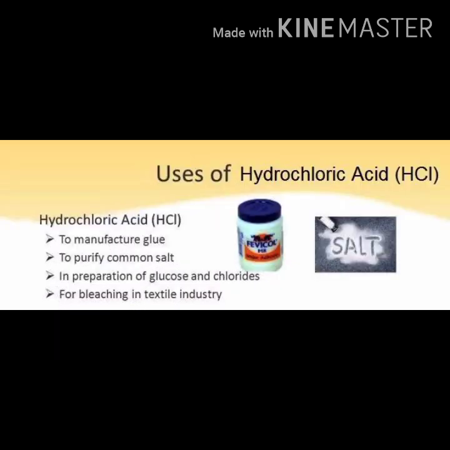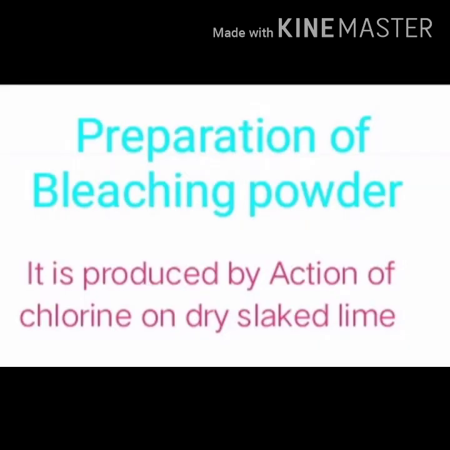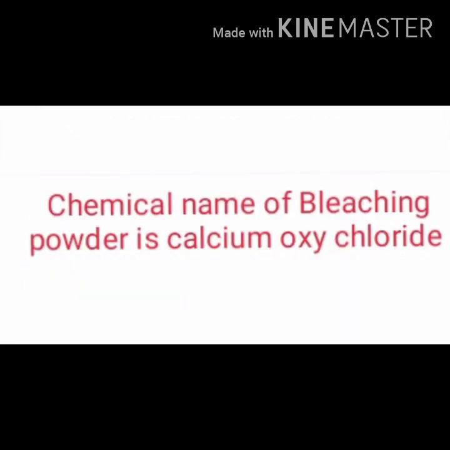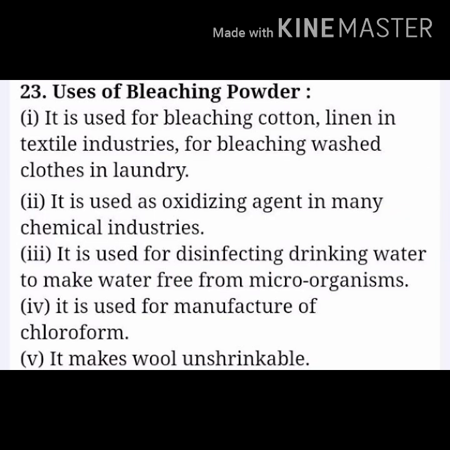Next, uses of hydrochloric acid: to manufacture glue, to purify common salt, in preparation of glucose and chlorides, and for bleaching in textile industries. Preparation of bleaching powder. It is produced by the action of chlorine on dry slaked lime. The chemical name of bleaching powder is calcium oxychloride. Uses of bleaching powder. It is used for disinfecting drinking water to make water free from microorganisms. It is used for manufacture of chloroform. It makes wool unshrinkable. It is used as an oxidizing agent in chemical industries.